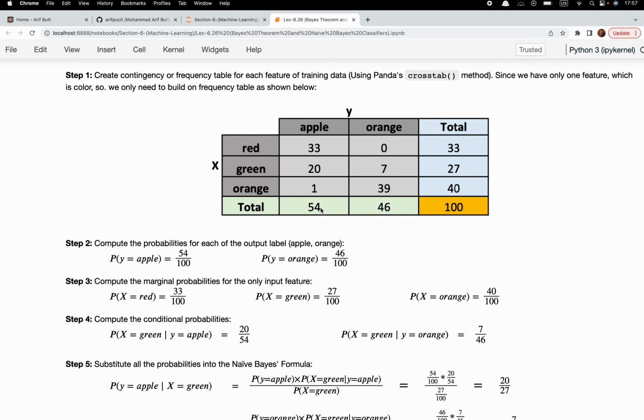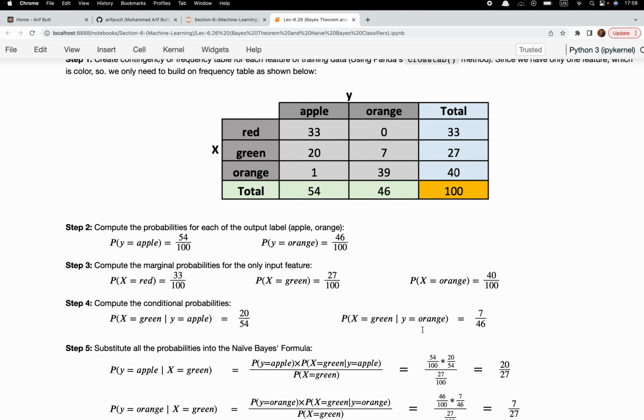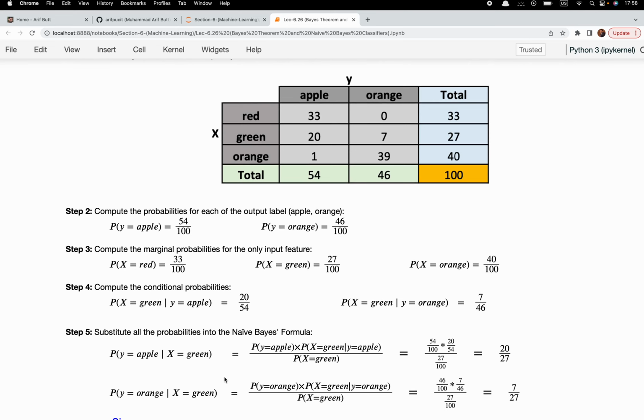And the next probability is the probability of x equals green given y is equal to orange, and that comes out to be 7 over 46. Great. And finally, my dear students, we just need to substitute or plug in all these probability values into the naive Bayes formula that we have discussed above.